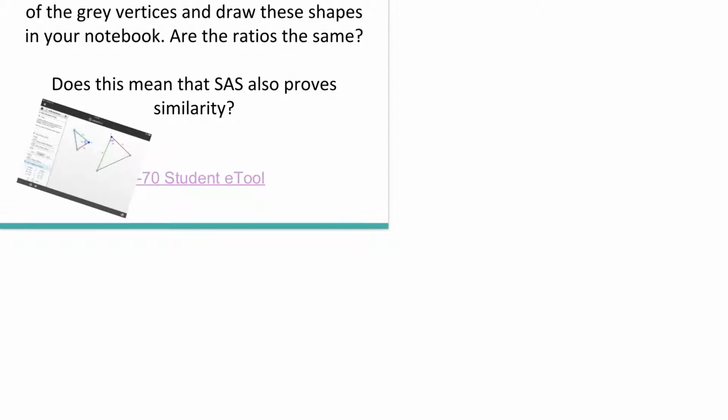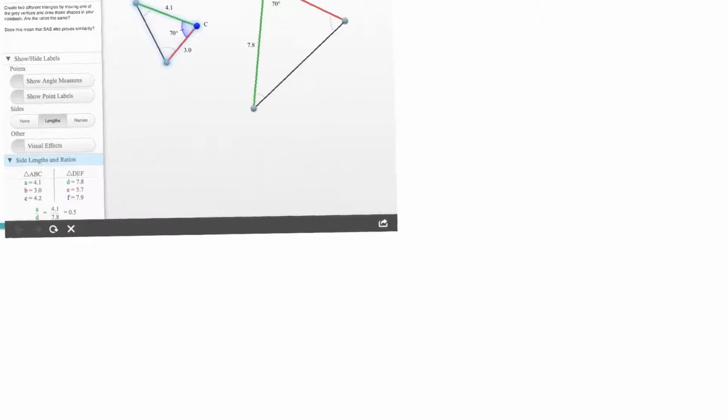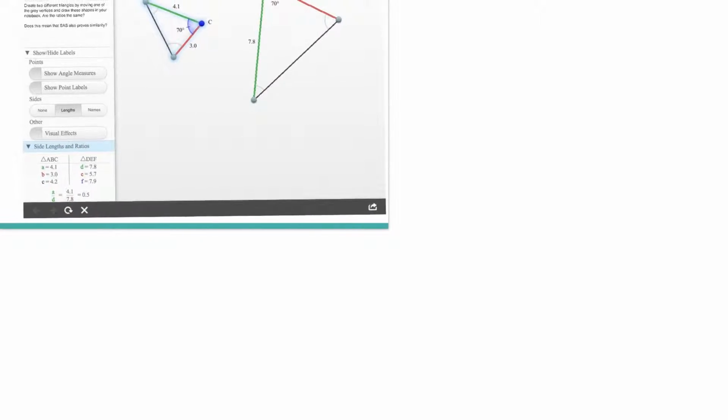Now, for this one, you're going to have to create two different triangles by moving one of the gray vertices and draw these shapes in your notebook. Are these ratios the same? Now, this, again, you will find in your Schoology once you log on to Schoology. Here's a picture of it.